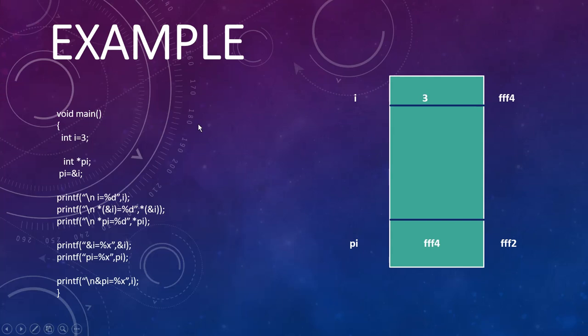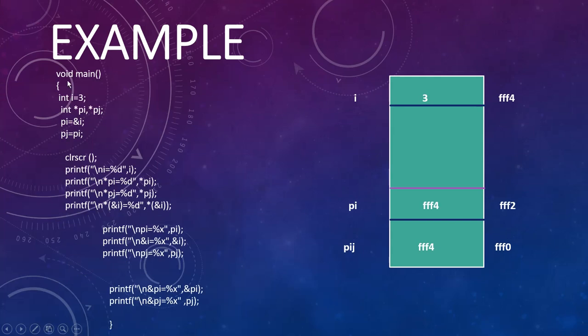Now next, this is nothing but a pointer assignment. Here i equals 3, and its address is FFF4. pi equals the address of i. Here pi is the address of i. pj and pi are the same. Here we are assigning one pointer to another pointer, and this is called pointer assignment. What is this called? Pointer assignment.